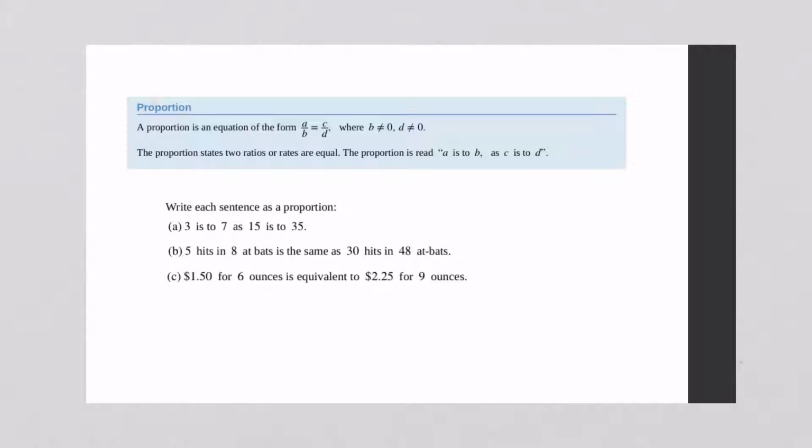So in order to write that as a proportion, you would do this. 3 is to 7 as 15 is to 35. So that is that sentence written as a proportion. Okay, so let's look at part B. 5 hits in 8 at-bats is the same as 30 hits in 48 at-bats. So you would write that as 5 is to 8 as 30 is to 48. And I'm not going to talk about whether or not they're equal just yet. We'll get to that on the next page.